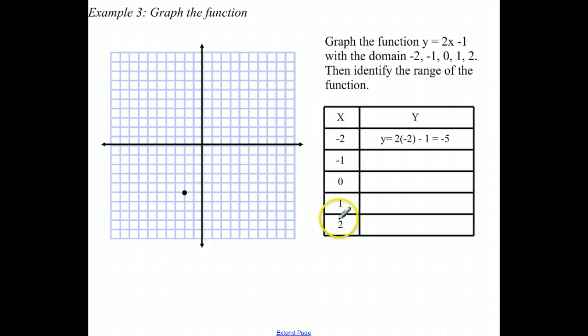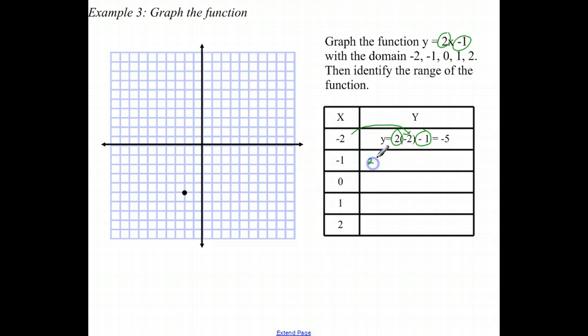Here are your x values. I plugged them into a table. Just a reminder, what we're going to do is take whatever we believe x is, plug it in for x, and then subtract 1. That's coming from right here. So you can see the first point we would get is negative 2, negative 5. I've plotted that point already.